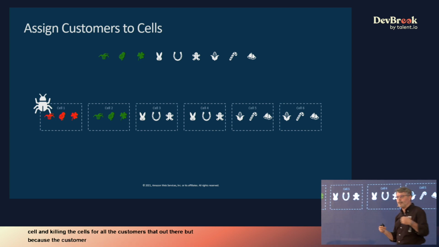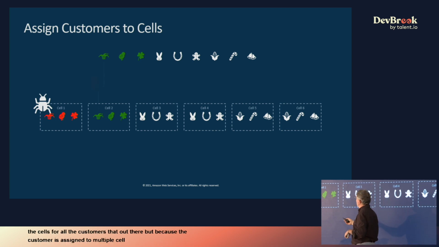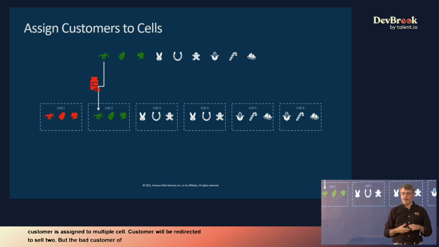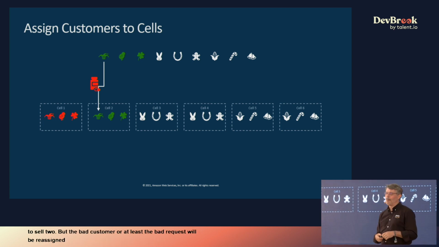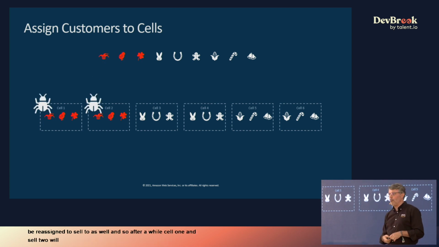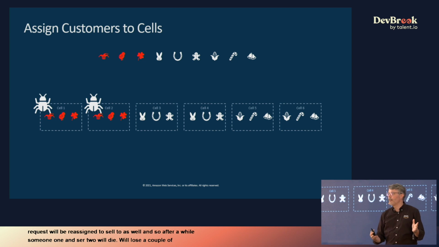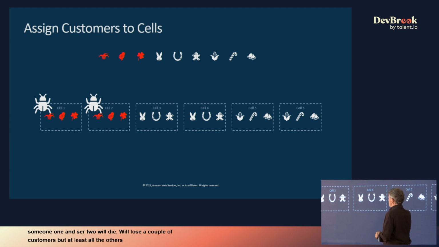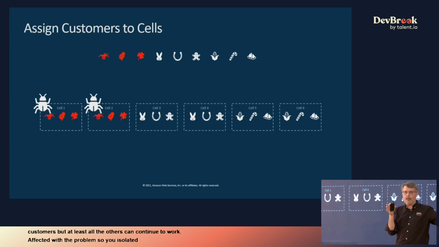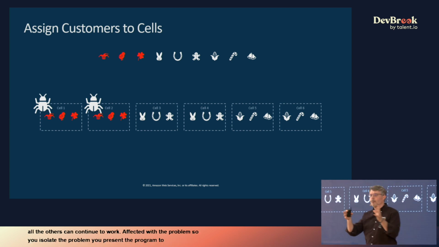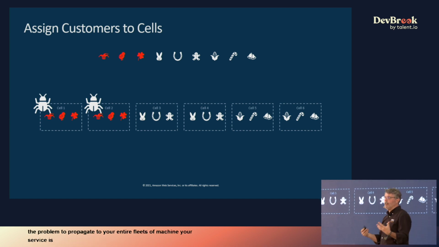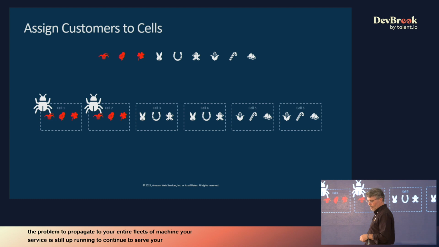But because a customer is assigned to multiple cells, the customer will be redirected to cell 2. But the bad customer, or at least the bad request, will be reassigned to cell 2 as well. And so after a while, cell 1 and cell 2 will die. You will lose a couple of customers, but at least all the others can continue to work unaffected by the problem. So you isolate the problem. You prevent the problem from propagating to your entire fleet of machines, and your service is still up and running to continue to serve your customers.